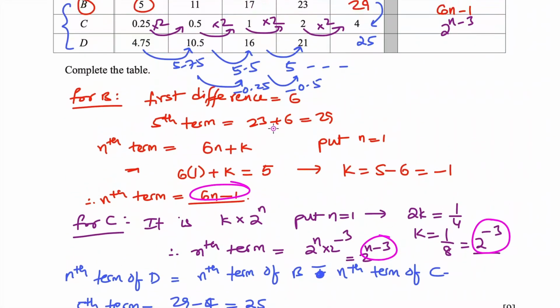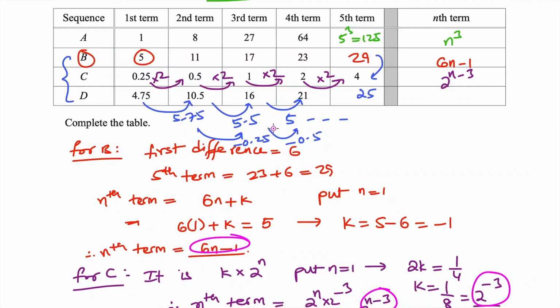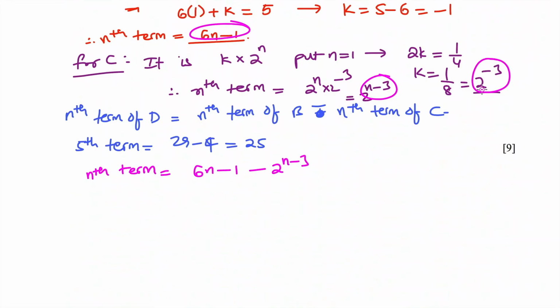So be very careful when you are doing these questions. This is not a typical question, and so you might be confused a lot, but this is how you solve it. If you subtract C from B, you will get the sequence D. And so even the nth term would be the subtraction of both of those sequences. So 6n minus 1 minus 2 power n minus 3. This completes the entire question, and this is a 9-mark question.